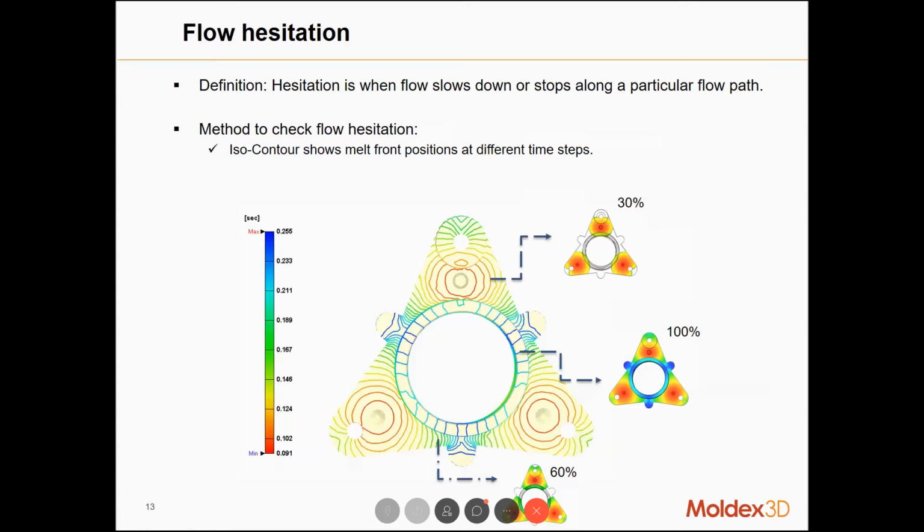Flow hesitation is a useful tool to analyze how fast the melt flow is growing in the cavity, utilizing the isocontour function to show the isocontour lines. Basically, what you are looking for is the space between the contour lines. Having a nice uniform space between those contour lines means a nice uniform flow behavior in the cavity. If there is a big distance between the isocontour lines, it means the area has flow hesitation. It might have a thin wall section on this part or a bunch of corners on this part.